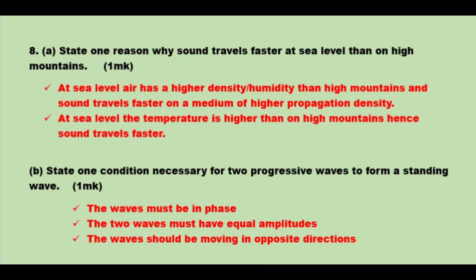Remember, a standing wave is a wave whose amplitude is 0. That means the amplitudes of these 2 progressive waves must be able to cancel each other, so that when you add, you get a 0 from the principle of superposition of waves. So the waves must have equal amplitude and be in phase. And remember, if they are not in phase, then they should be completely out of phase, that is 360 degrees out of phase. Then another point is that the waves should be moving in opposite directions.